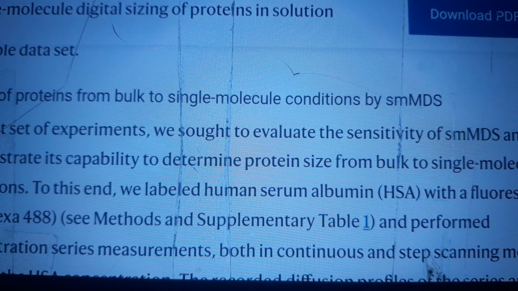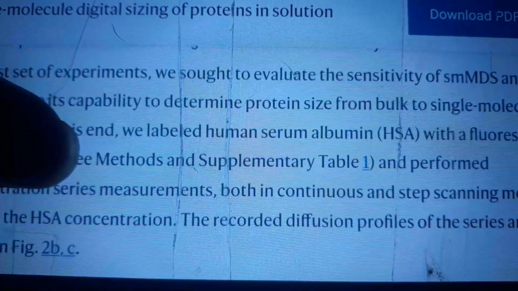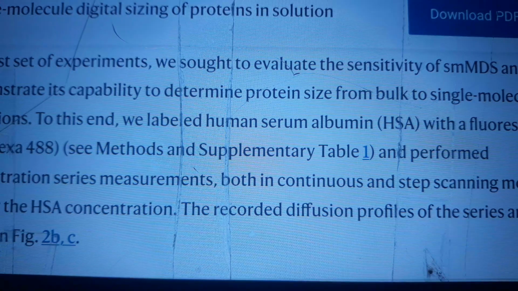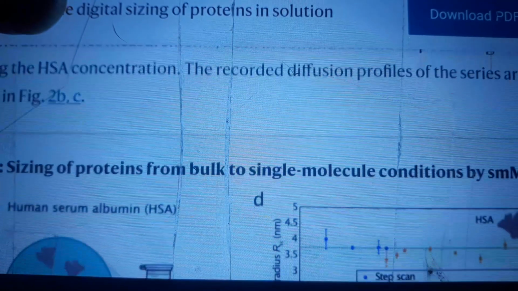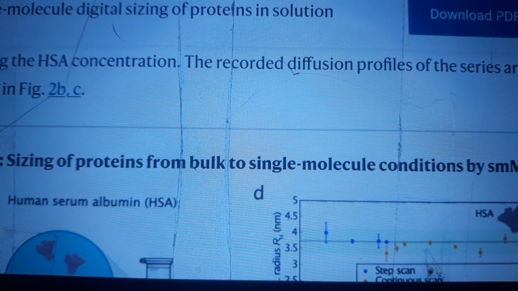Sizing of proteins from bulk to single molecule conditions by SM-MDS. In the first set of experiments, the aim was to evaluate the sensitivity of SM-MDS and demonstrate its capability to determine protein size from bulk to single molecule conditions. To this end, human serum albumin, HSA, was labeled with a fluorescent dye, LX488, as shown in methods and supplementary table, and we performed concentration series measurements in both continuous and step scanning mode by varying the HSA concentration. Recorded diffusion profiles of the series are shown in 2b and 2c.